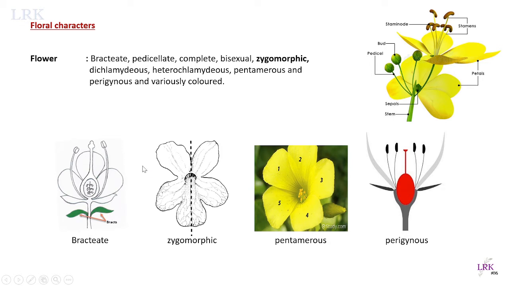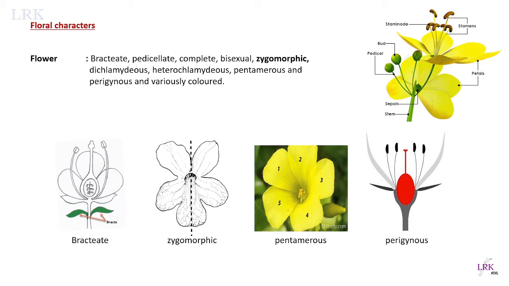Just now we discussed, no, if they are present at the base of the petiole, we call them stipules, and if they are present on the peduncle, that is the stalk of the inflorescence, we call them bracts. And if they are present on the individual flower in an inflorescence, we call them bracteoles. Okay, bracteate, bracteolate, pedicellate, complete, bisexual, zygomorphic, dichlamydeous, heterochlamydeous, pentamerous, perigynous, and variously colored. Okay, we will see one by one.